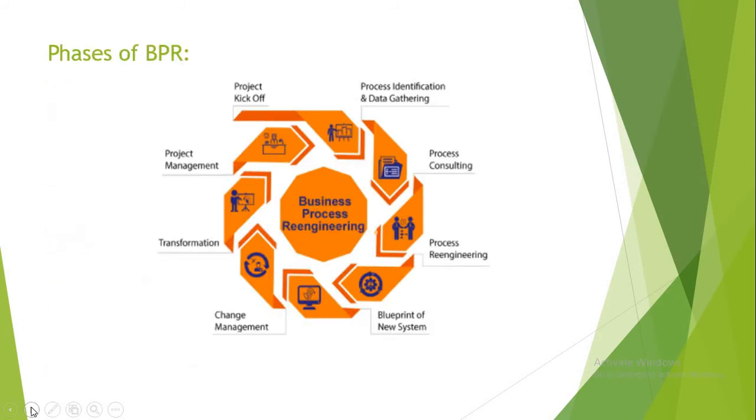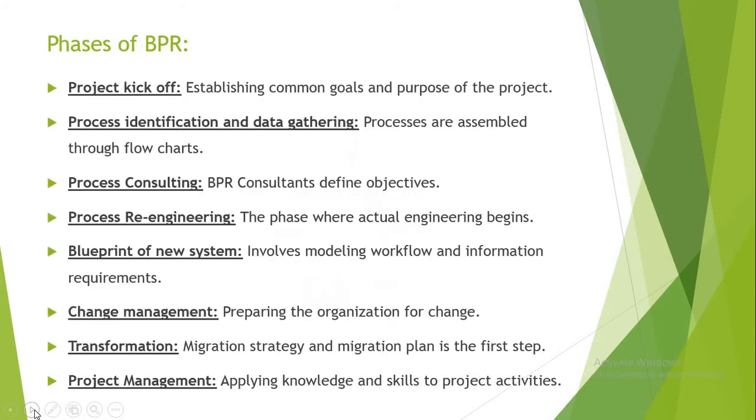Next is the phases of BPR. The above diagram shows the phases of BPR, which include the following phases. The first is the project kickoff. Next is process identification and data gathering, process consulting, process reengineering, blueprint of new system, change management, transformation, and finally the project management. Now let us see the description of each of these phases.